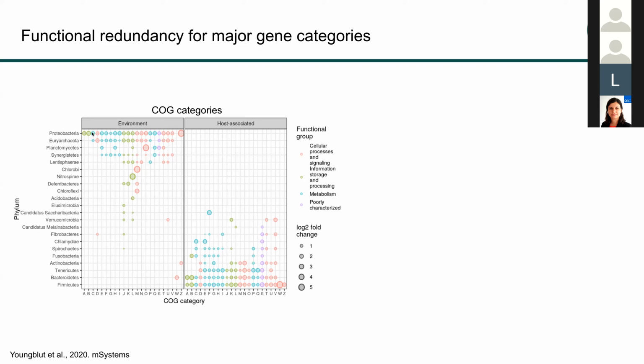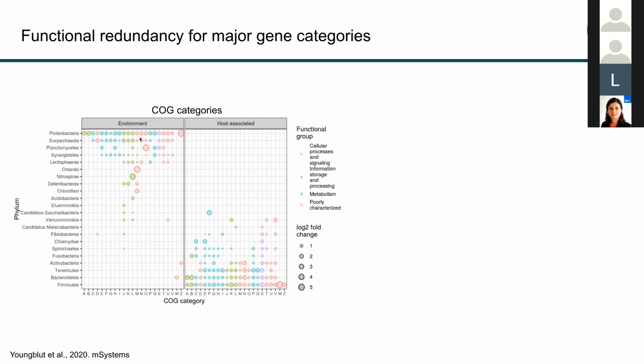So you can see here that we had a strong enrichment for almost all COG categories in the environment for proteobacteria, and mainly for methanogenic archaea, euryarchaea. But say here in the middle for Verrucomicrobia, we saw some COG categories enriched for the environment, while other COG categories were enriched for host-associated, suggesting that within this phylum, certain taxa with certain COG categories are enriched more in the environment, while others are host-associated, kind of a split within the phylum level.